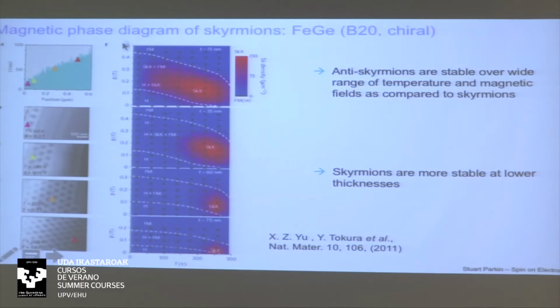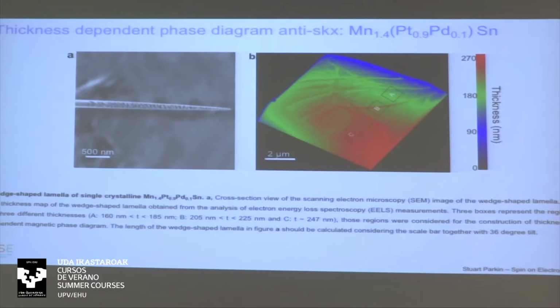This again is perpendicular field and temperature. And they found that basically it almost vanishes as you increase the thickness of this lamella up to 75 nanometers. They basically couldn't really understand why this happens. And this was some time ago. We think we understand why this does happen. So I want to contrast this with our own work on antiskyrmions.